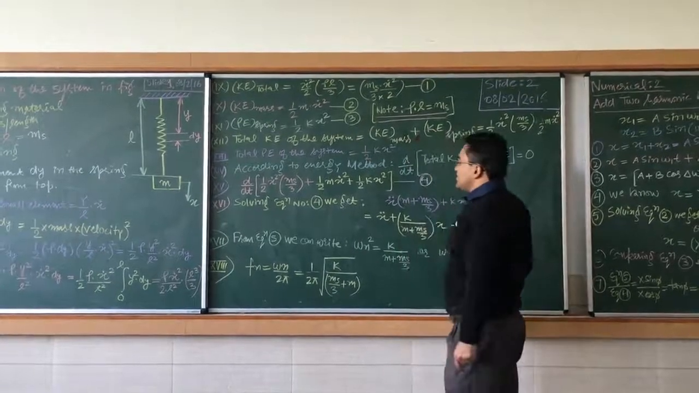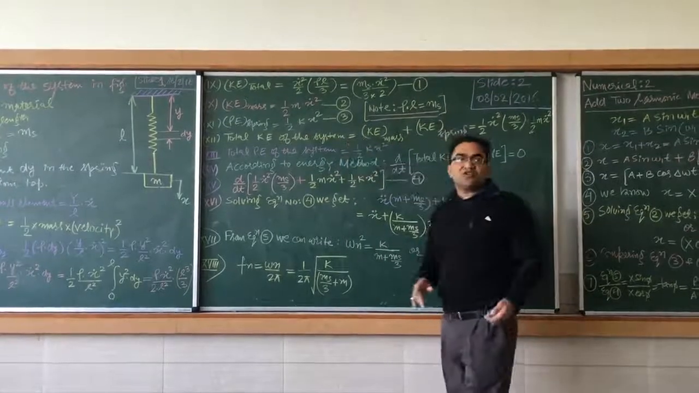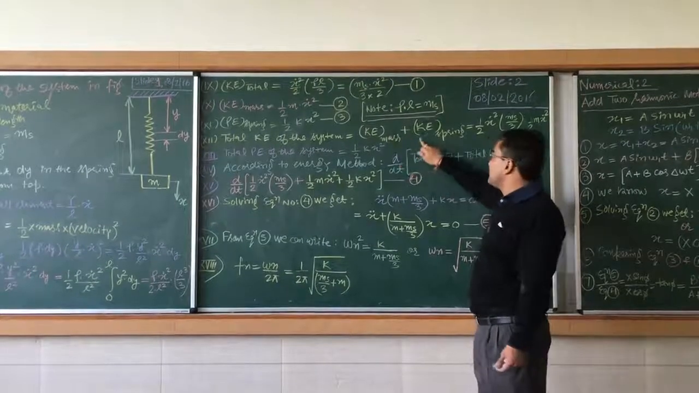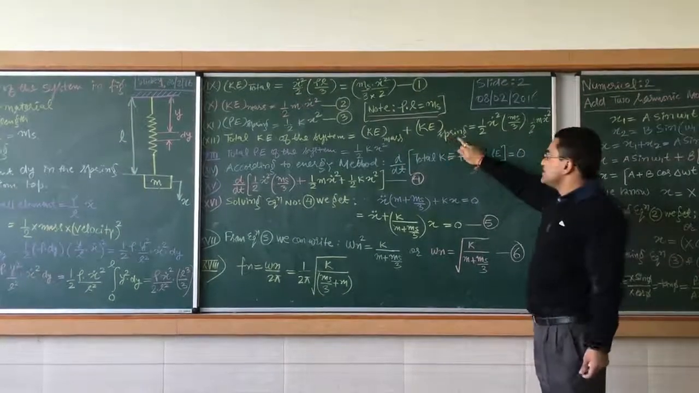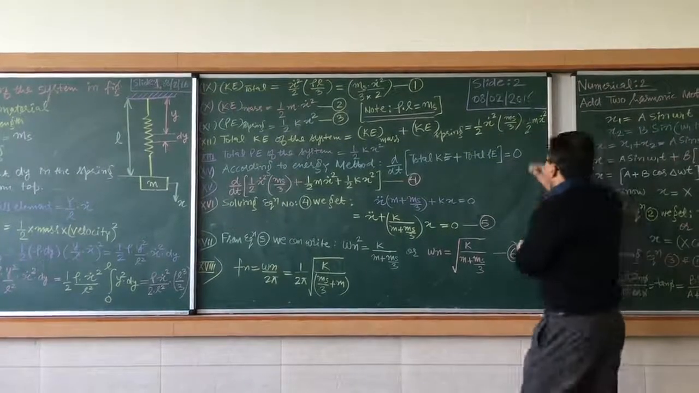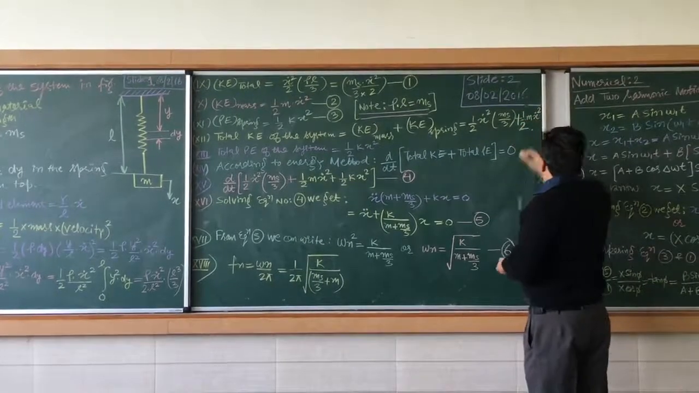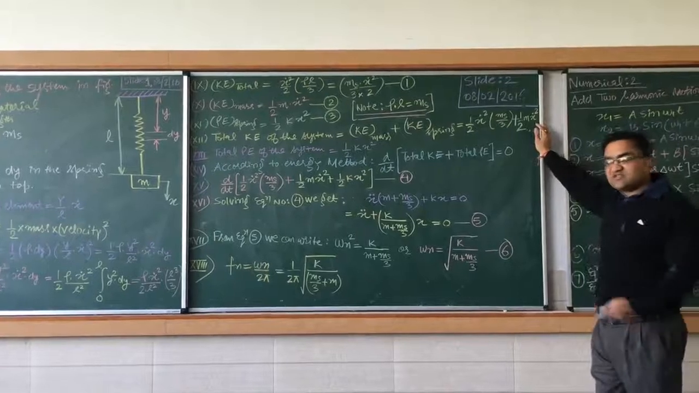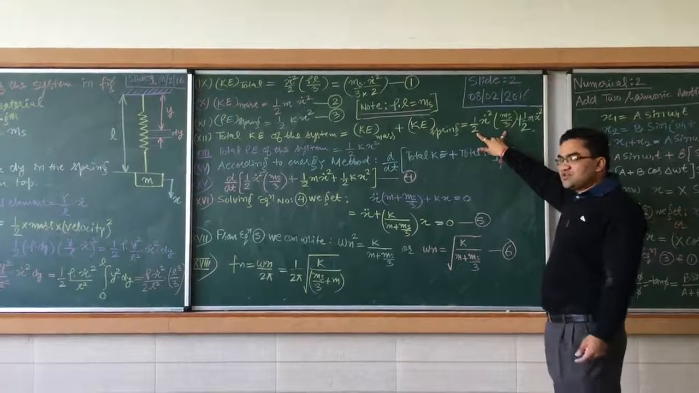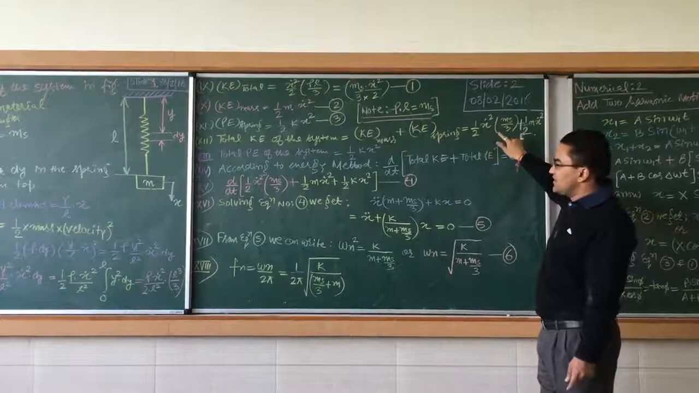Now I know the relationship to find the total kinetic energy of the system. The total kinetic energy of the system will be equal to the kinetic energy of the mass plus the kinetic energy of the spring. So the kinetic energy of the mass is half of m x dot whole square, and this is the kinetic energy of the spring, half of x dot square and x square. This is from equation number 1. I took this from here and added both.